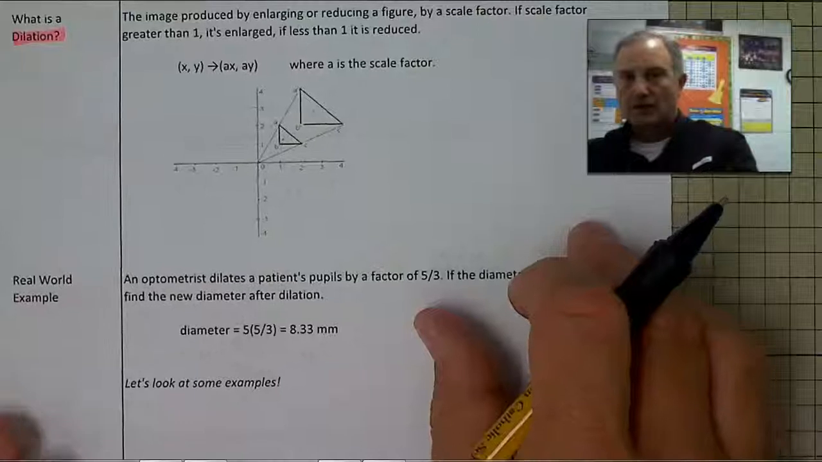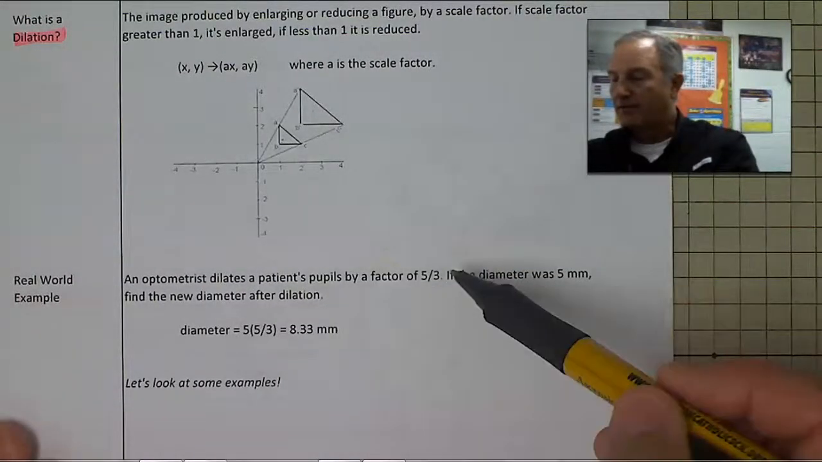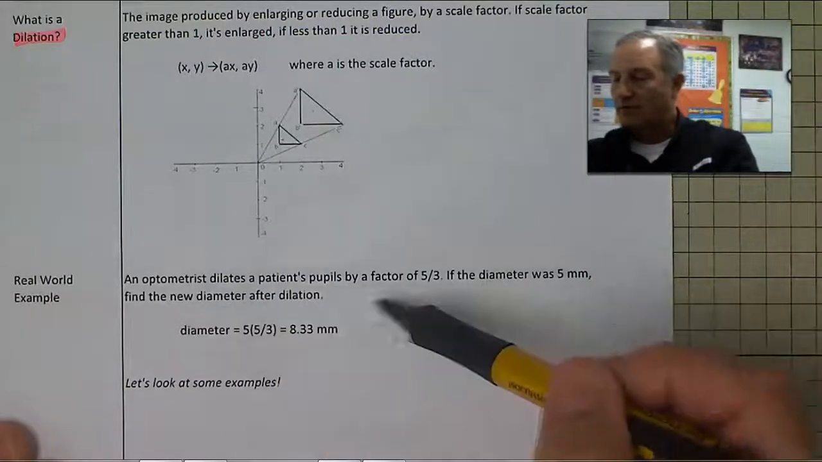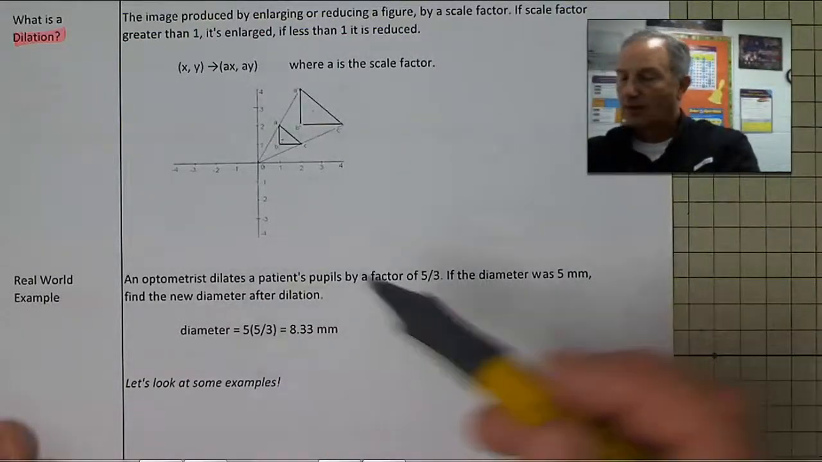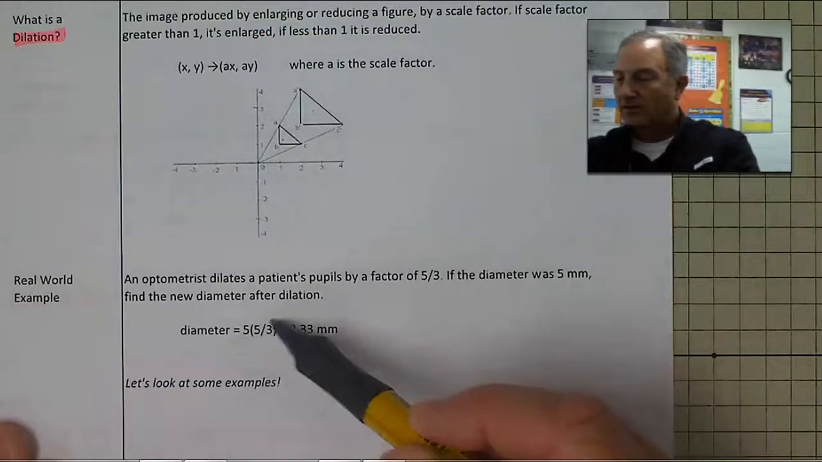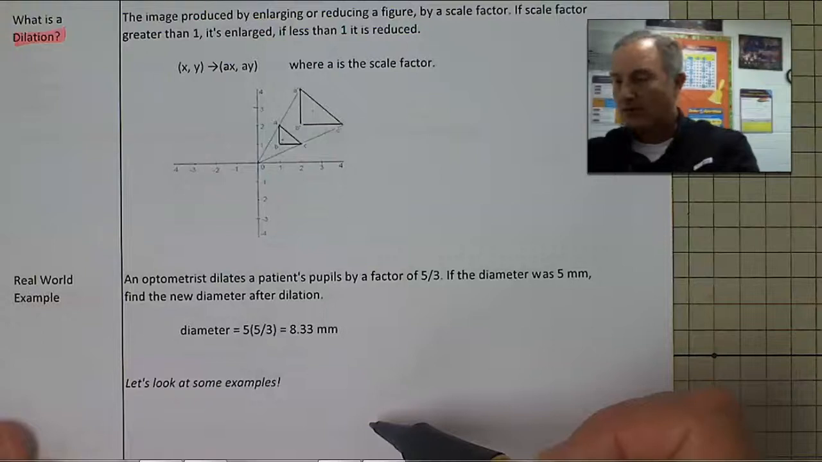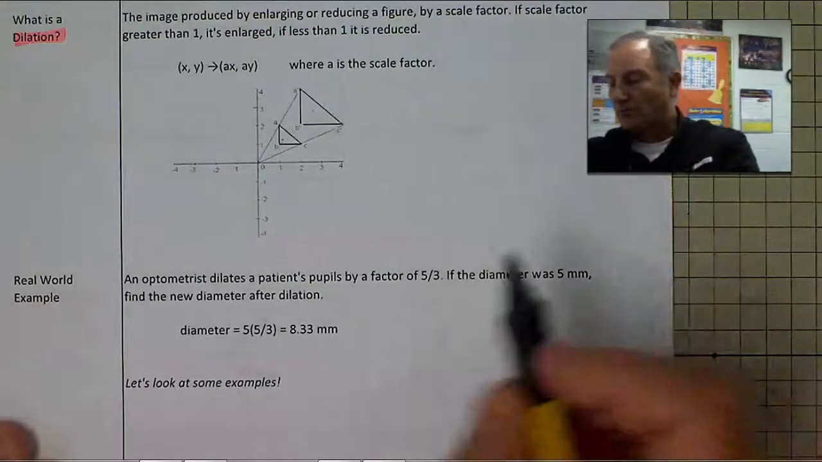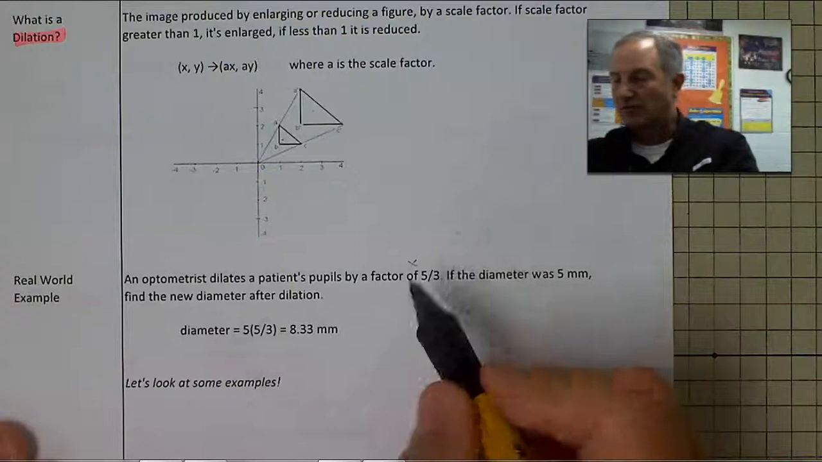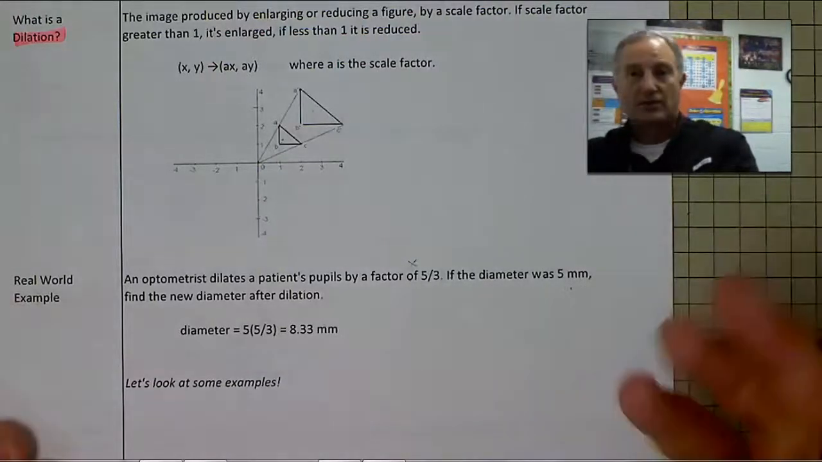An optometrist dilates a patient's eyes, a patient's pupils, by a factor of 5/3. If the diameter was 5 millimeters, find the new diameter after the dilation. We just take whatever it was times the scale factor, and you get the new diameter. Okay, because you're taking 5/3 of the number, and if we know "of" means multiplying in math, so just take your diameter and multiply it by whatever the scale factor is, and then you'll have the new size.